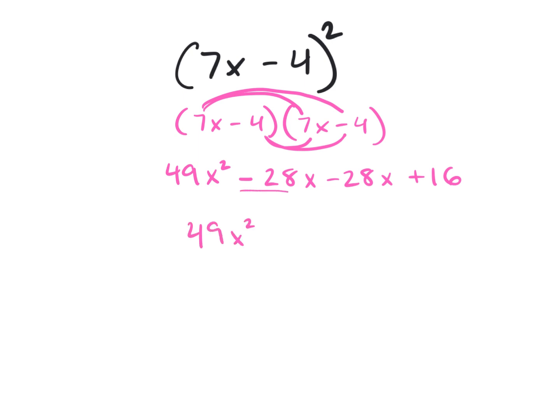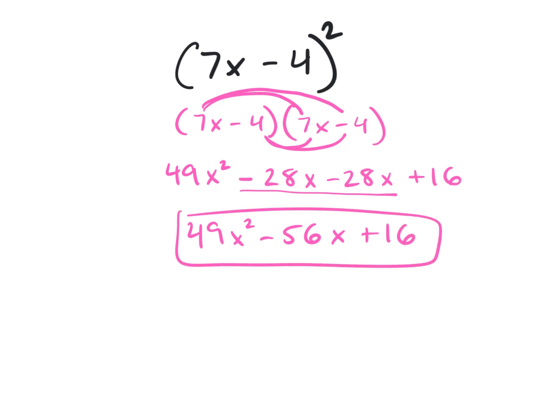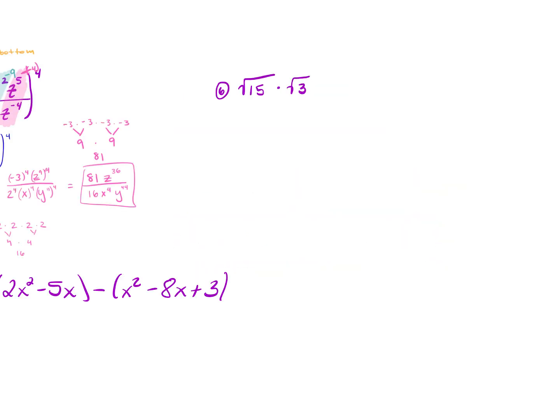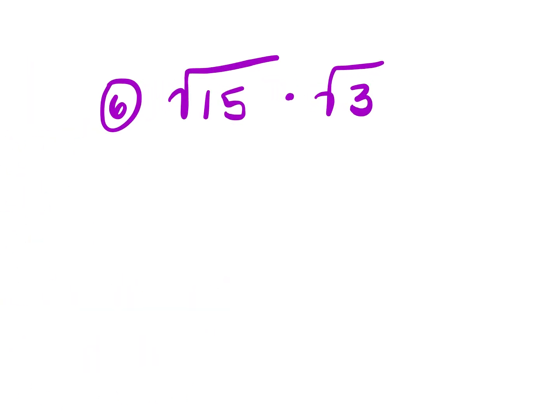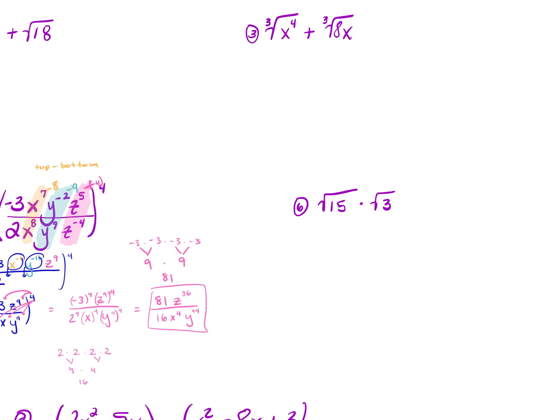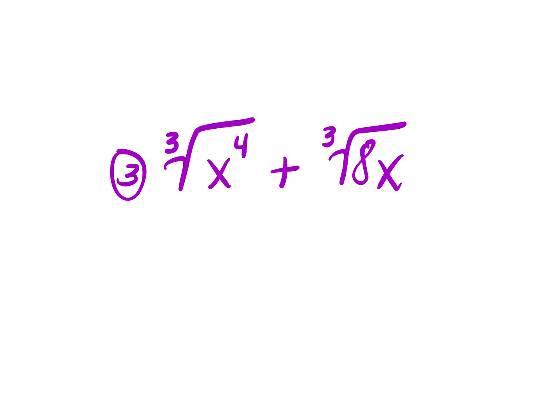When we combine our like terms, what's negative 28x minus 28x? Negative 56x plus 16. Perfect. So that's our answer. Is it in standard form? Yes. Let's look at number 3.